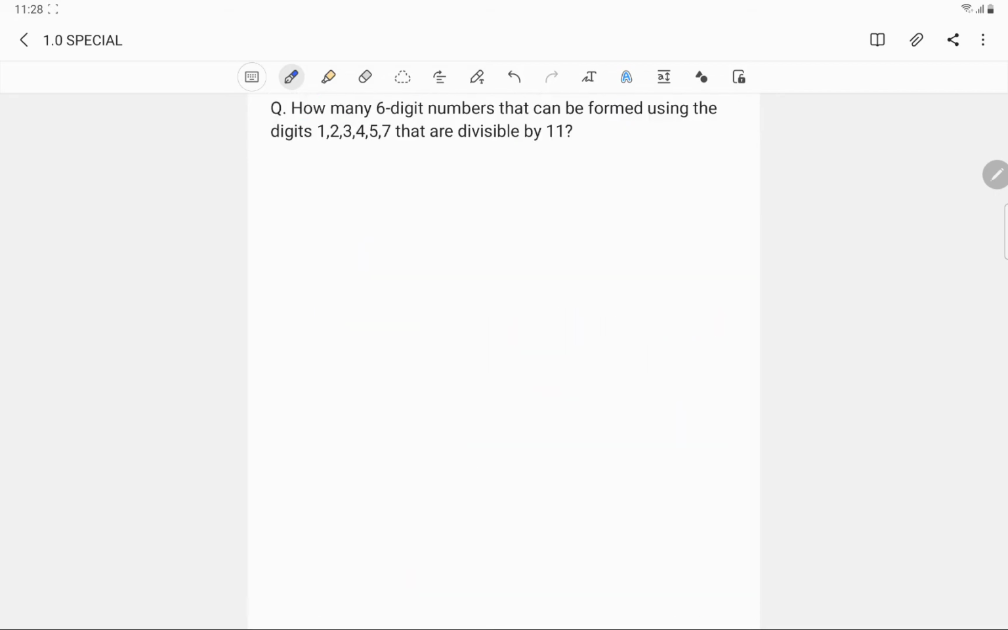Now let us look at this question. This question states: how many 6-digit numbers can be formed using the digits 1, 2, 3, 4, 5, 7 that are divisible by 11? So the number must be divisible by 11.